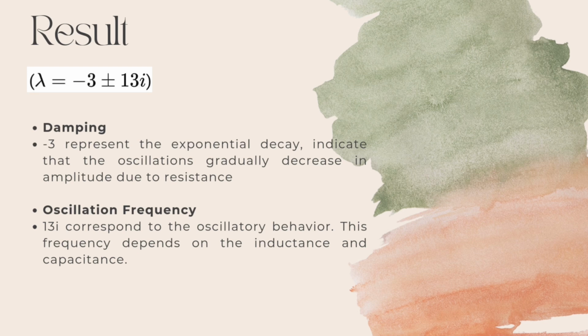Next is oscillation frequency. 13 imaginary corresponds to the oscillatory behavior. This frequency depends on the inductance and capacitance. The imaginary part corresponds to the angular frequency of the natural oscillations of the circuit. Omega equal to 13 radians per second represents the circuit's tendency to oscillate due to interaction between the inductor and capacitor. So this oscillation occurs at the natural frequency of the system.